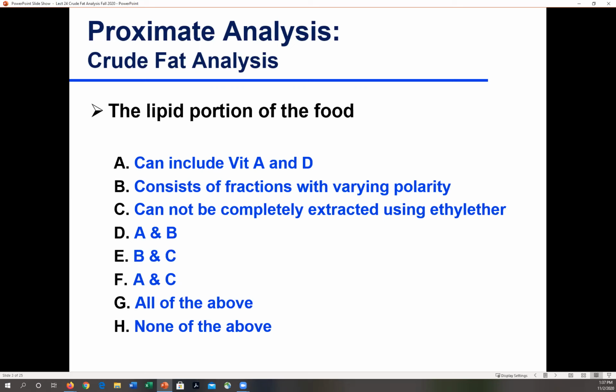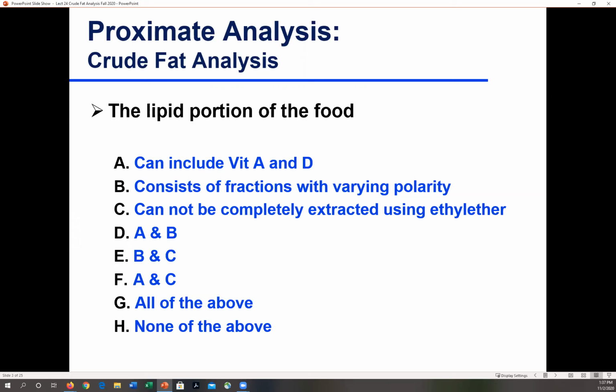Anybody going to take, yes, Michelle? Okay, so A and B, so somebody said D or G. Yes, so it is actually G. Yes, it is all of the above. I had to look for a second. Yes, it's all of the above.